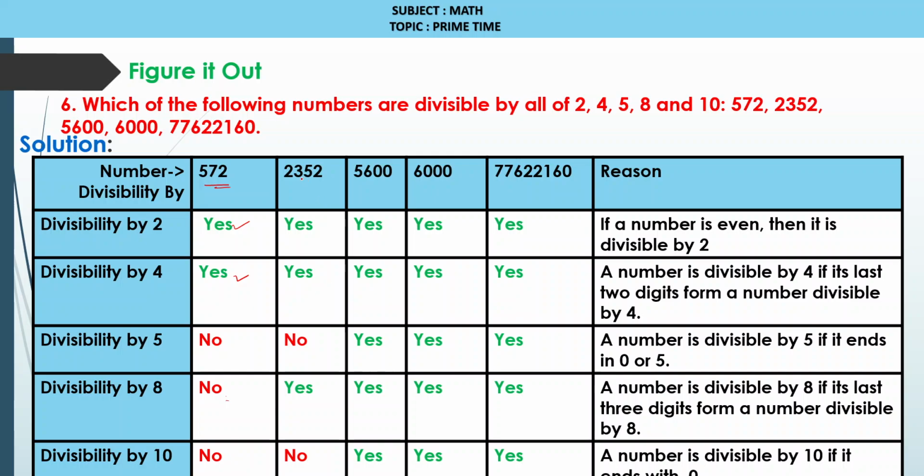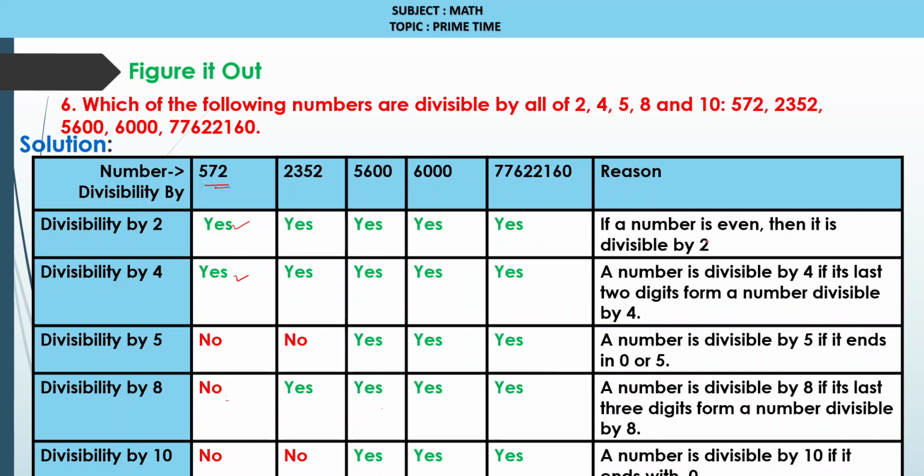Similarly, we have verified 2,352. This is divisible by 2 and 4, not divisible by 5, divisible by 8, and not divisible by 10. Similarly, 5,600 is divisible by 2, 4, 5, 8 and 10. 6,000 is divisible by 2, 4, 5, 8 and 10. Similarly, the last number is divisible by all the numbers.